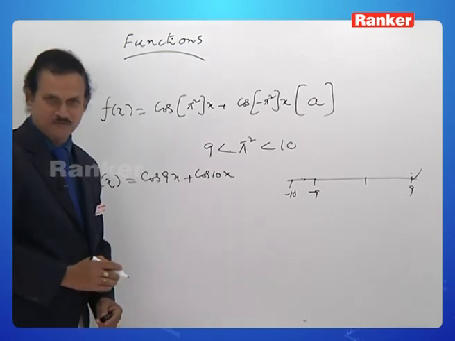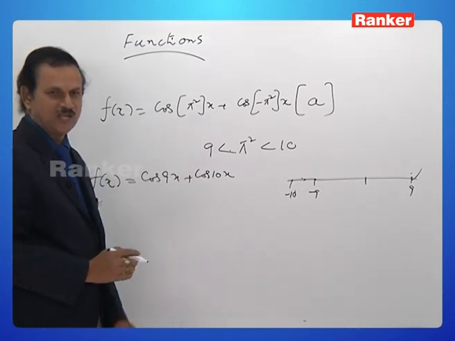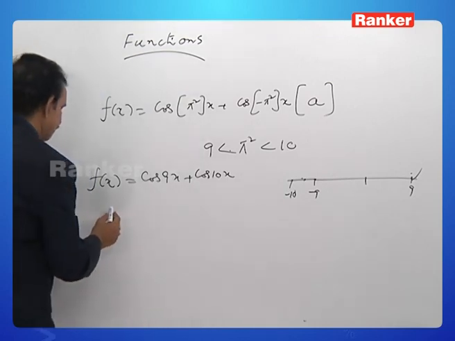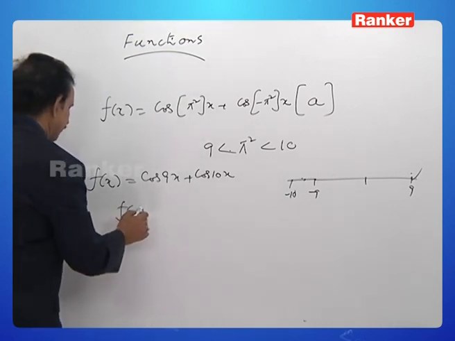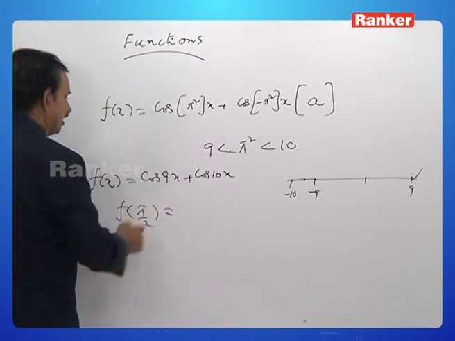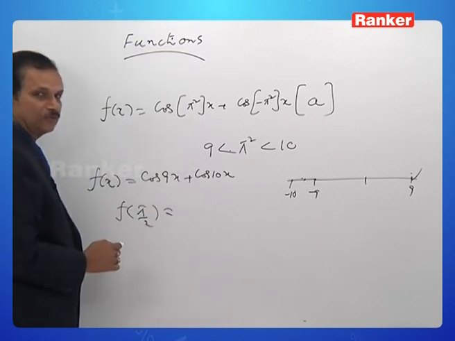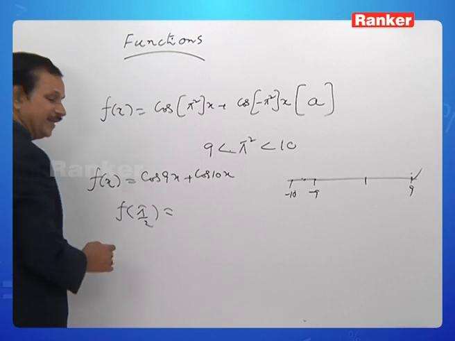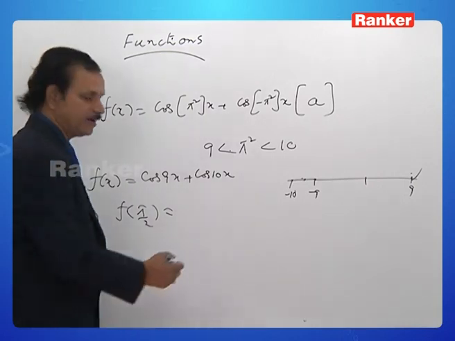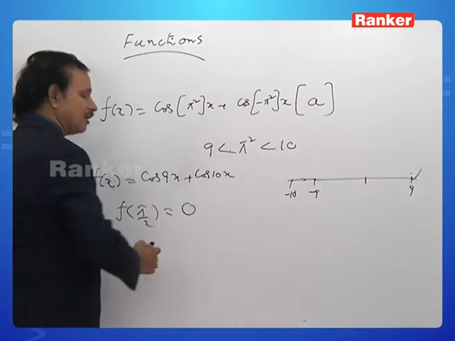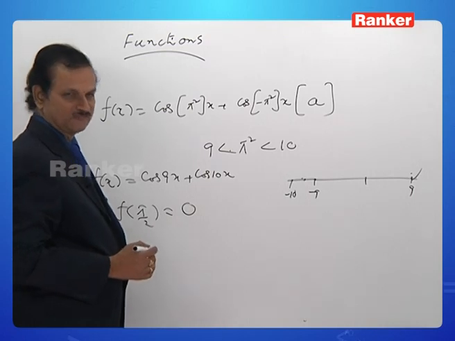Now you check out the first option. What is the first option? F of pi by 2. What is f of pi by 2? F of pi by 2 is equal to cos of 9 pi by 2, since x is pi by 2. What is cos 9 pi by 2? It is 0, because the cos function vanishes at odd multiples of pi by 2.